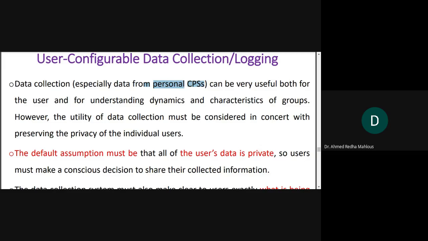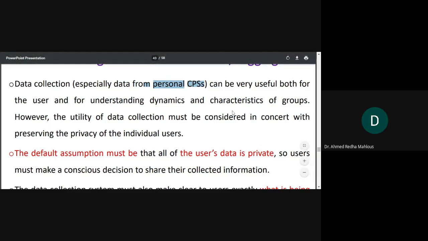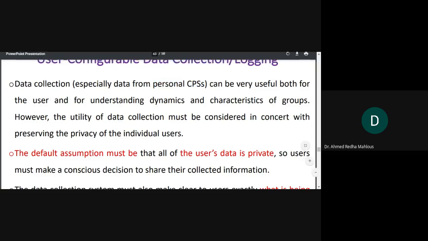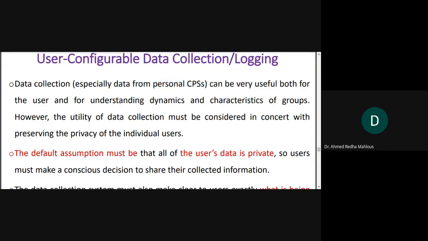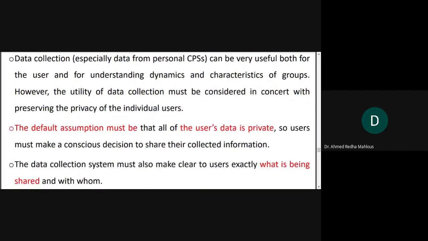And when you talk about privacy, we talk about the identification of the data itself. What we mean by identification of the data is that if you know the data, you might automatically identify the kind of data, or the owner of the data, or which person it refers to, or you automatically identify the ID of the owner of that data. And here we say the default assumption must be that all the user's data is private.